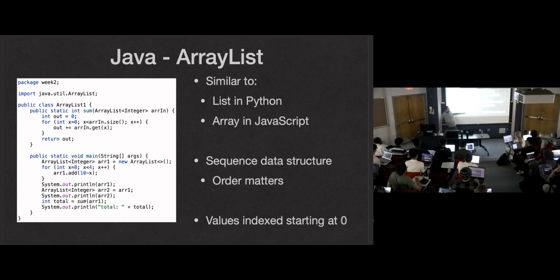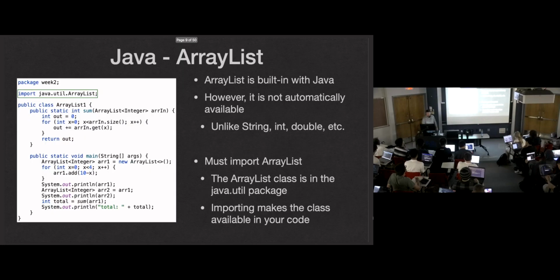And the order does matter in these. So if you insert the values in a particular order, they will stay in that order, which is unlike the hash maps that we'll talk about later, our key value stores, where order doesn't matter. Order does matter with these things. It's the big difference between the two data structures.